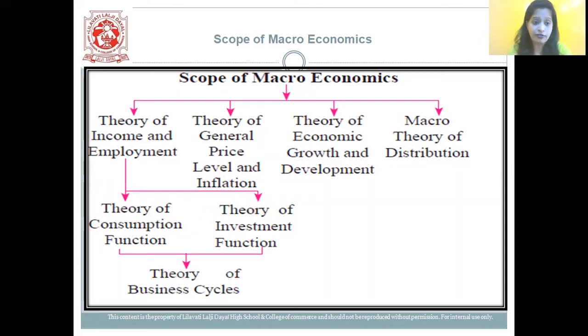What does macroeconomics cover? First, it covers the theory of income and employment. Here, students, we have the theory of consumption, the theory of investment function, and the theories of business cycle. So we have 3 theories in income and employment. Then we have the theory of general price level and inflation. Then we have the theory of economic growth and development. And the fourth one is macro theory of distribution. So 4 main theories, students, that it covers: theory of income and employment, theory of general price, theory of economic growth and development, and the last one is theory of distribution.